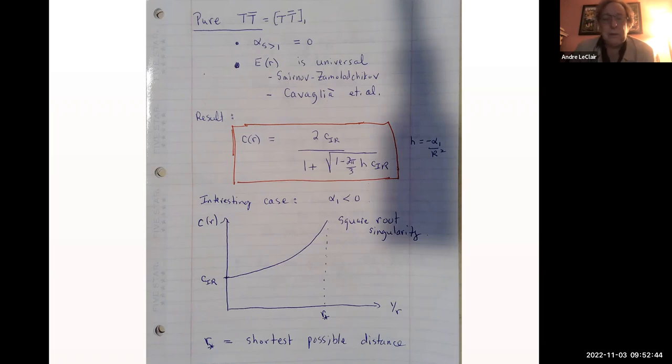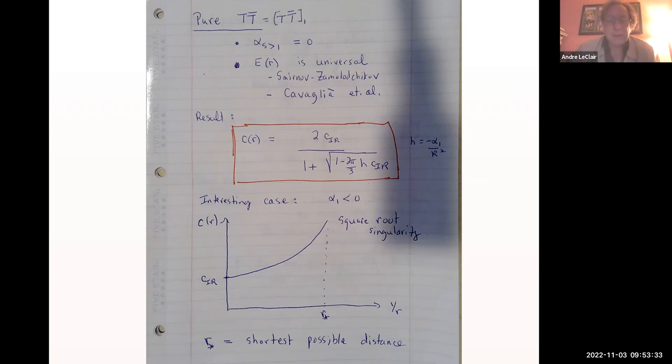Now, what was known right from the beginning, well, if alpha one is positive, then H is negative, and the square root is very well behaved, then you actually have a well-defined infrared and UV limit. Where the UV limit is just C equals zero. That's not considered the interesting case. The interesting case is when alpha one is negative, then H is positive, then the argument of the square root can become negative, and then the central charge becomes imaginary, or well, complex. So that's a serious singularity.